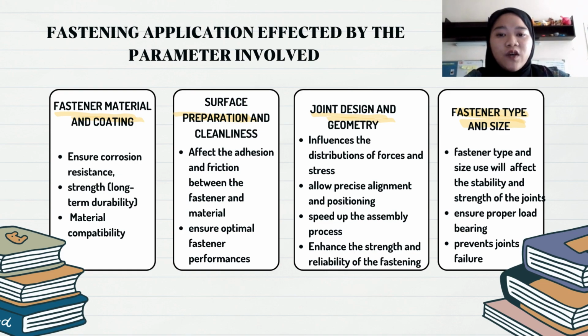Next, application of joint design and geometry. This application will influence the distribution of force and stress. It also allows precise alignment and positioning. Next, we speed up the assembly process and will enhance the strength and reliability of the fastening. Last is the application of fastener type and size. Fastener type and size used will affect the stability and strength of the joints, will ensure the proper load bearing, and also will prevent the joint failure.